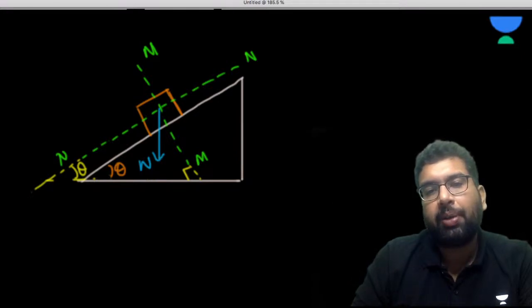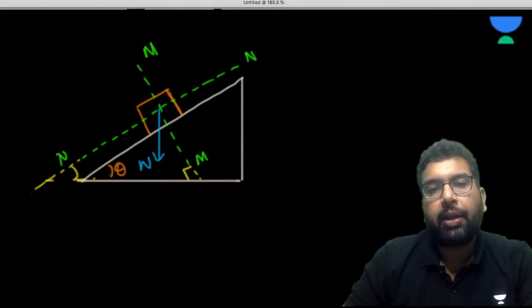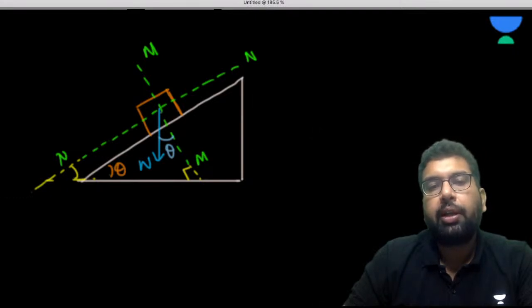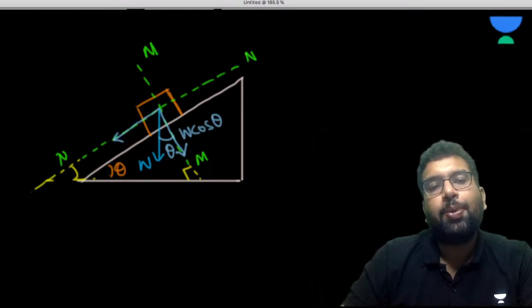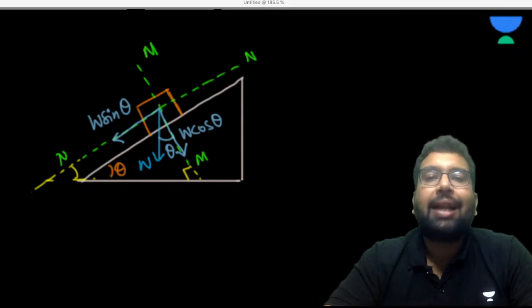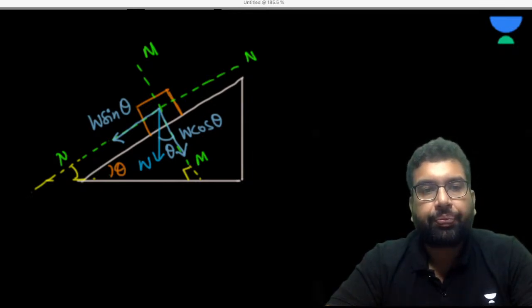So this is going to be how much, sir? This is going to be your theta. Do you agree to it or not? Please answer me. Yes, sir. Absolutely, this is going to be theta. So, what is the component of a vector when it makes an angle of theta with an axis? This is going to be w cos theta, and this is going to be w sine theta. So this is how we can get the resolution of a vector along any two perpendicular axes. Yes or no? Please tell me, is it fine or not?